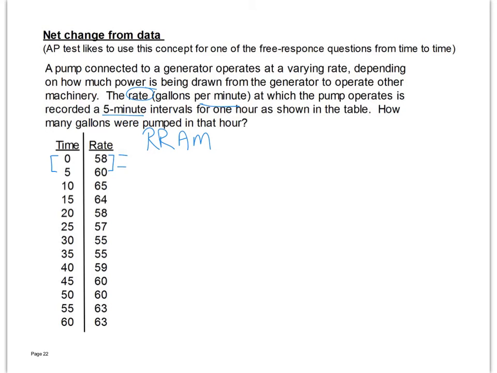Okay, so RRAMs is what we're going to use. We're going to use an RRAM and then an LRAM. If I were doing an RRAM, I'm using the right hand of each side of these. So if you think about from 0 to 5, 10, 15, 20, the right-hand side of 0 to 5 is 5. So in this first interval, between 0 and 5, the right-hand side of that is 60.